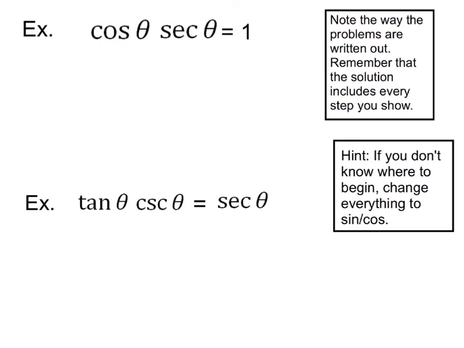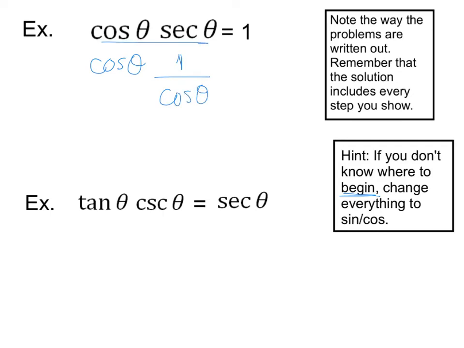So here are some examples on how to prove identities, and I've written out a couple of hints there. On the very first one, if you just don't know where to begin, change everything to sine and cosine. Use the identities that you know, the reciprocals, etc. So cosine's already cosine theta. Secant is the reciprocal function, 1 over cosine theta, right?